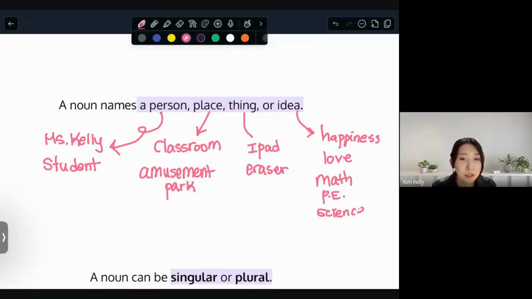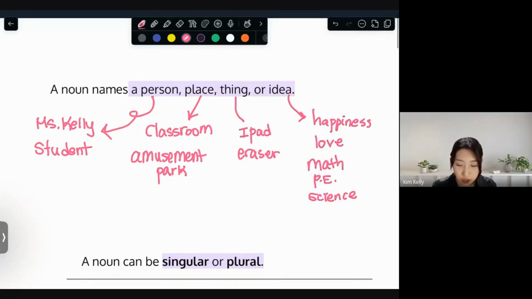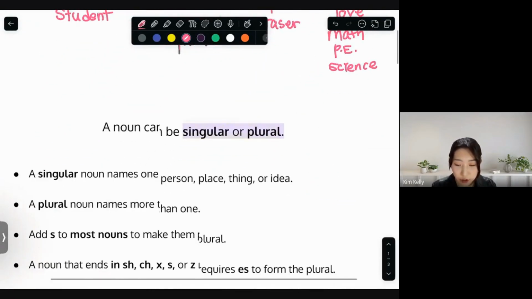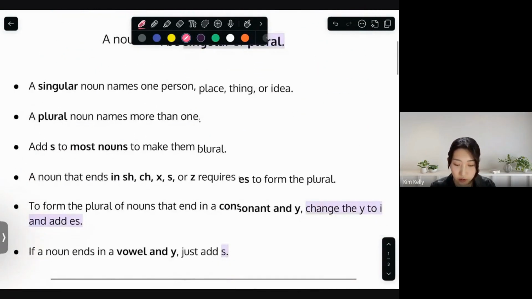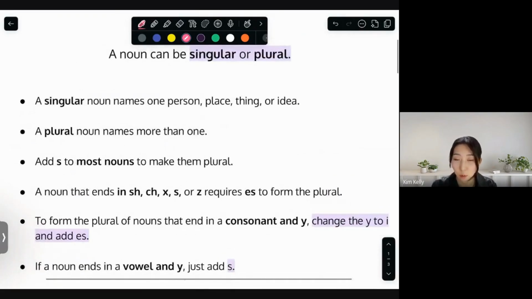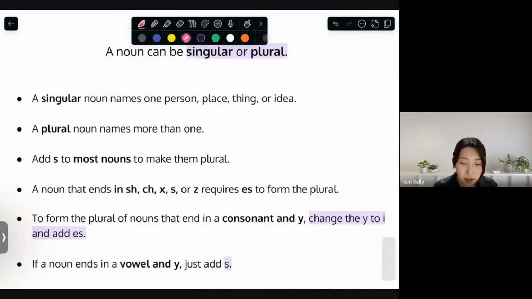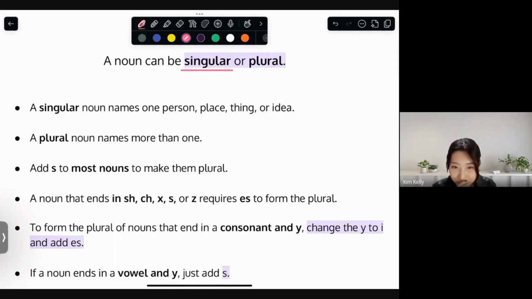Now let's talk about singular and plural nouns. Here, a noun can be singular or plural. So there are so many rules, but I'm gonna go over one by one, no worries. A noun can be singular or plural. When you hear the word singular, I'm just gonna move a little down. When you hear the word singular, think of the word single. Singular means one. Plural, however, means more than one.